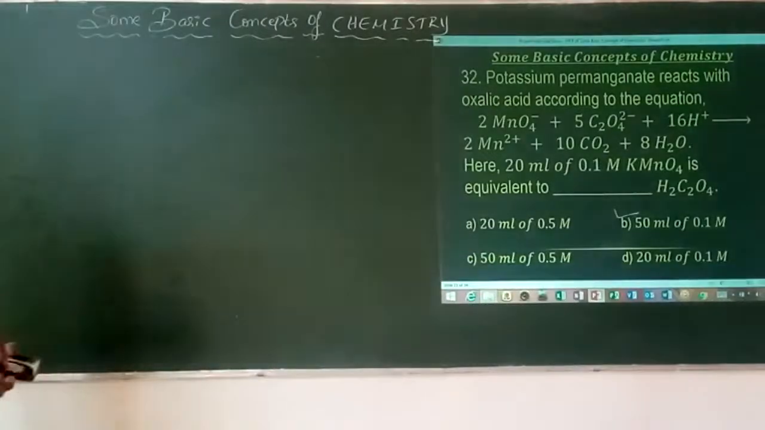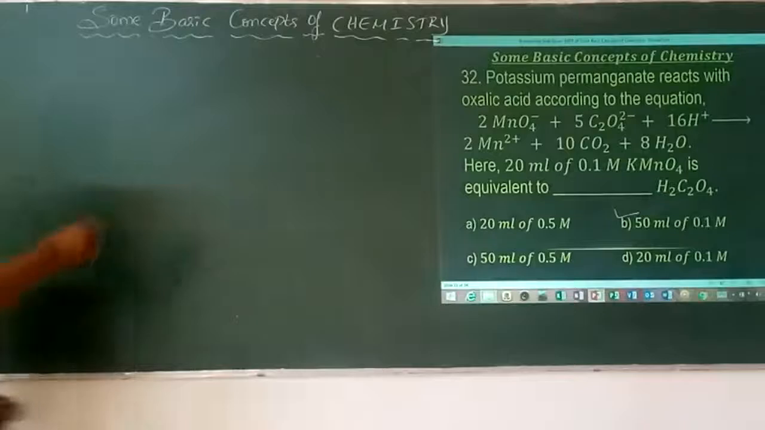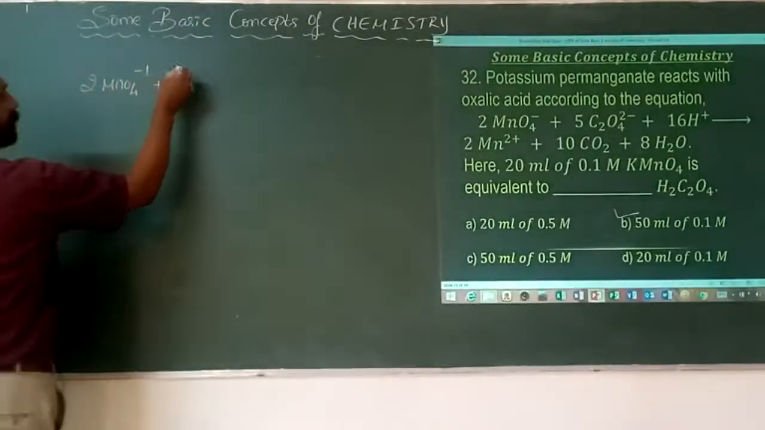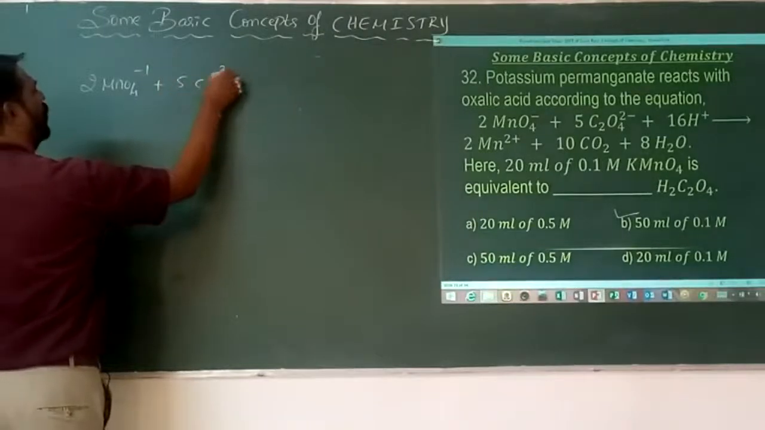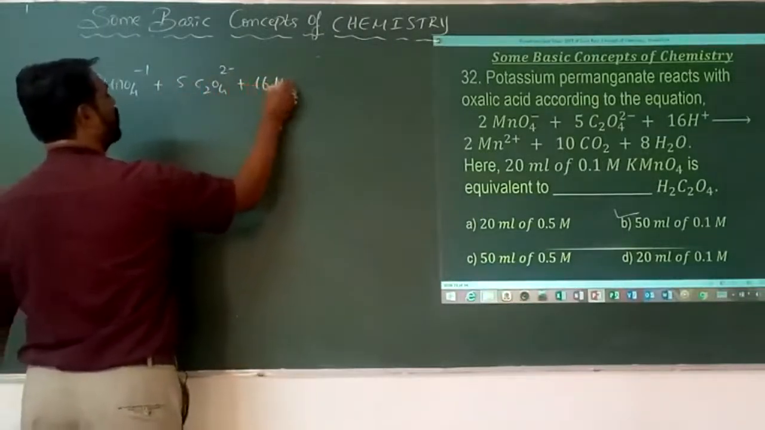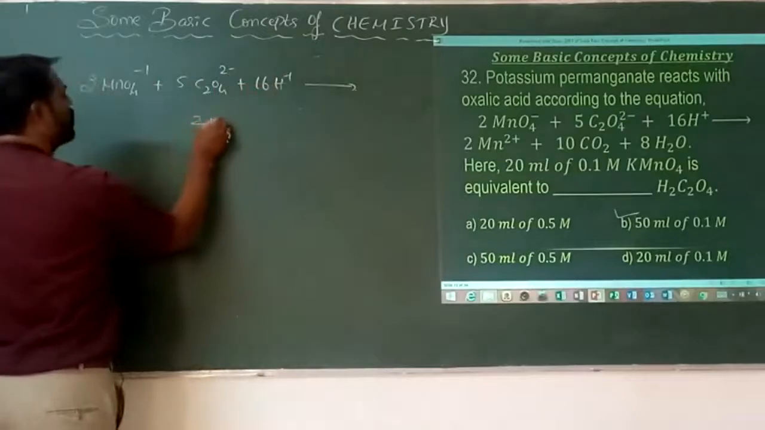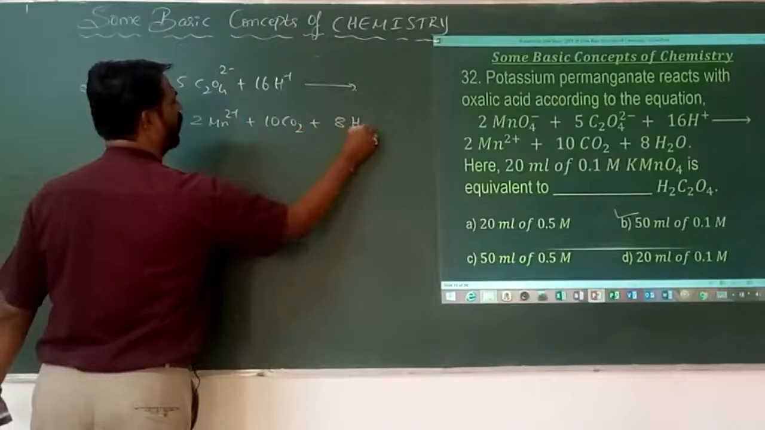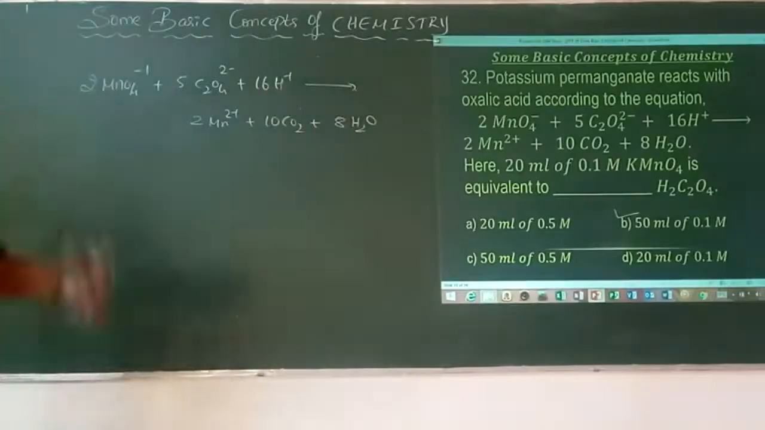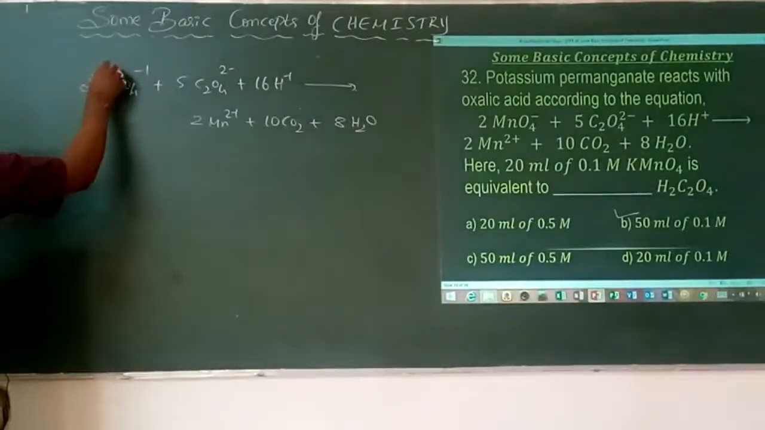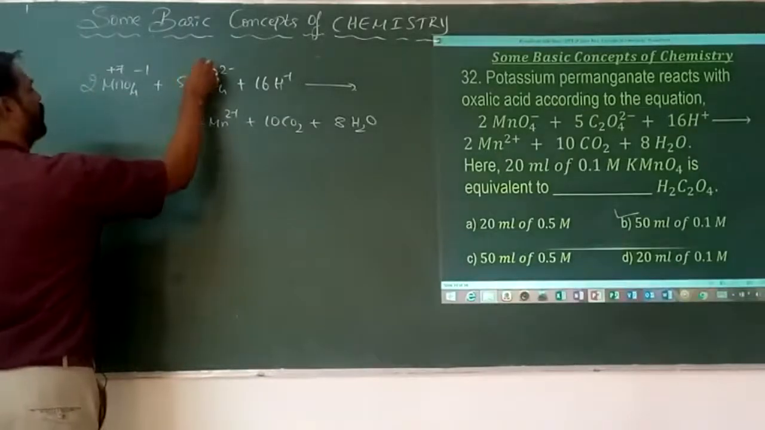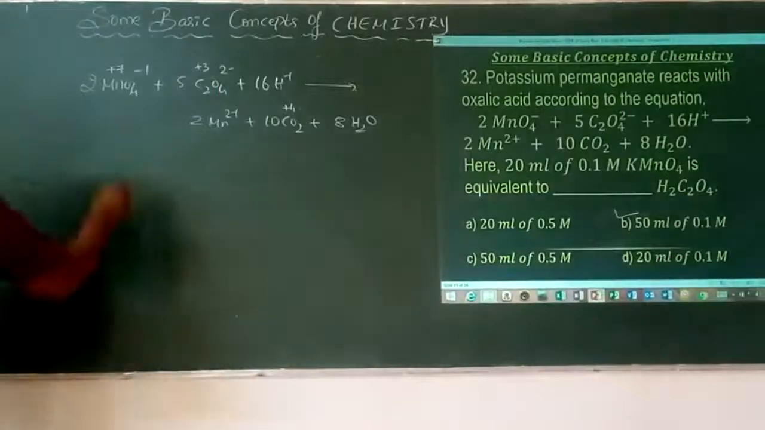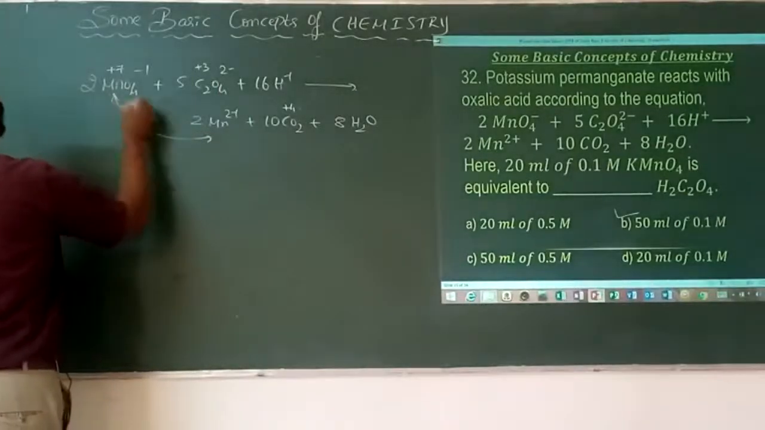Potassium permanganate reacts with oxalic acid according to that equation. What is that? 2 MnO4 minus plus 5 times the oxalate ion plus 16 H plus gives 2 times Mn2 plus, 10 times CO2 plus 8 times H2O. You work out the oxidation states on your own. Here it is plus 7, here it is plus 2, here it is plus 3 to plus 4. The change with respect to this is 5.